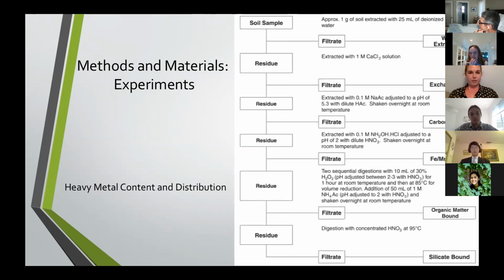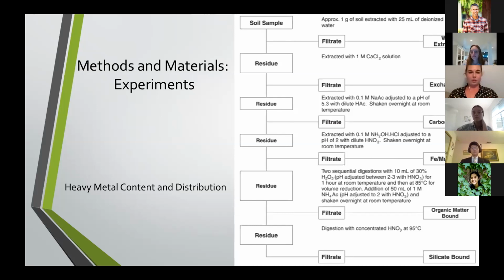After this filtrate system, they then used that residue and extracted it with sodium acetate and brought it to a pH of 5.3 in order to separate the exchangeable heavy metal ions from those that were bound to the carbonates. And then that residue was extracted with hydroxylamine hydrochloride in order to separate the carbonate-bound heavy metal ions from the ones that were attached to the poorly crystallized or amorphous iron and manganese oxides.